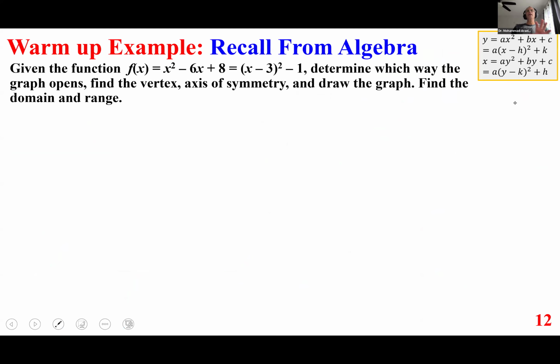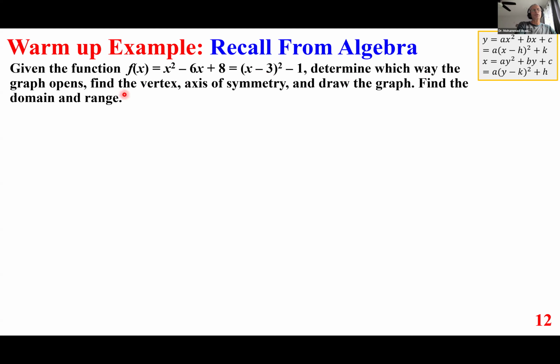So having said that, let's have a warm-up example from algebra. Given the function f of x equals x squared minus 6x plus 8, and this is not yet the vertex format. You can put it in vertex format, or you can calculate the vertex as x equals minus b over 2a. So f of x equals x minus 3 quantity squared minus 1.